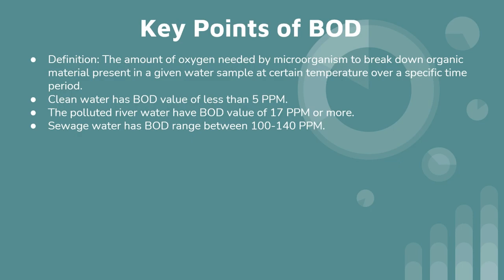So BOD of clean water has a BOD value of less than 5 ppm. So we need to know that clean water has BOD less than 5 ppm. Now polluted river water has BOD of 17 ppm or more, and sewage water has BOD ranging between 100 to 140. So these are the key points that we need to know of BOD.